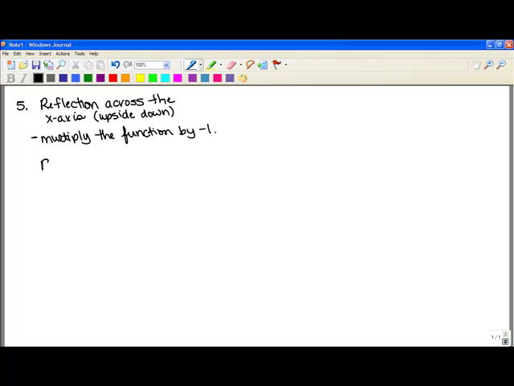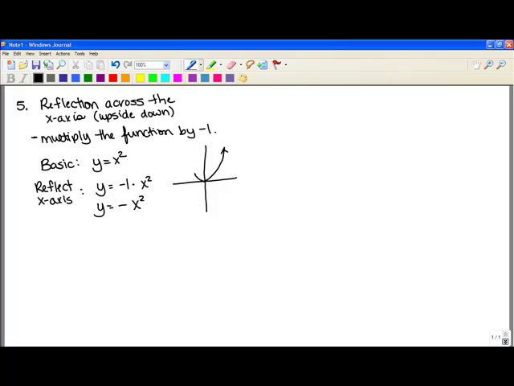So let's look at our basic graph of y equals x squared. And in order to reflect this graph across the x-axis, we need to multiply it by -1. So therefore, the graph or the function would be negative x squared. The graph of x squared looks like this.